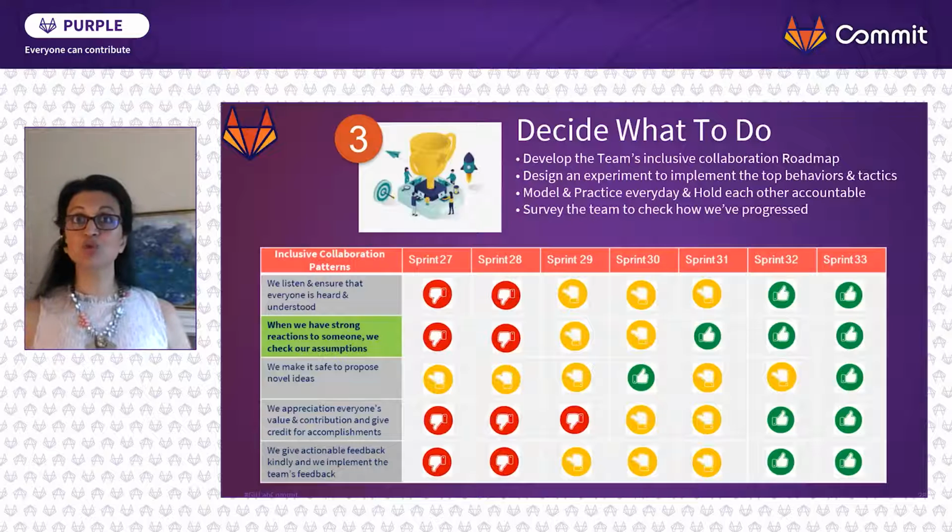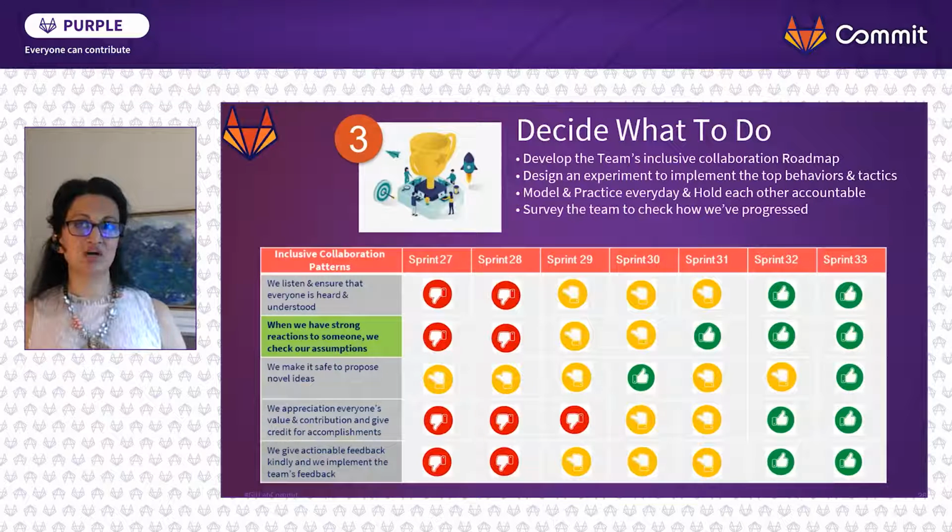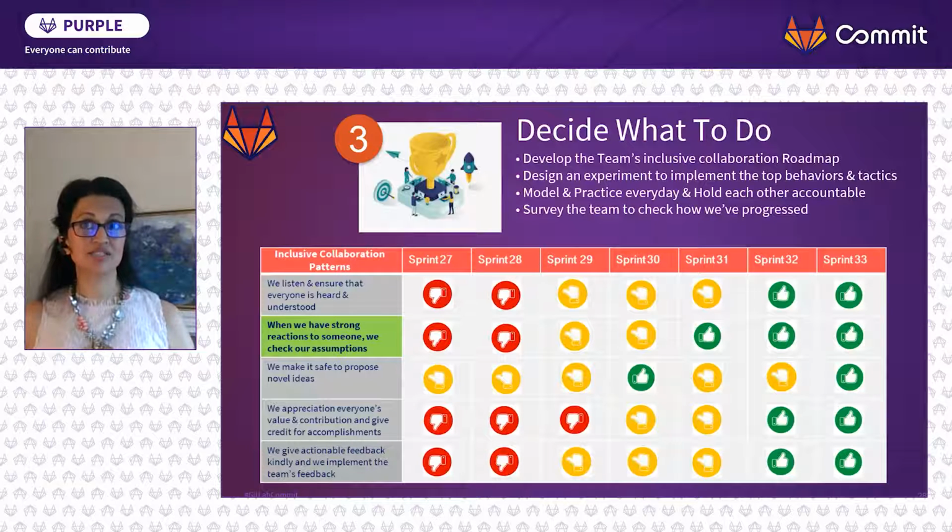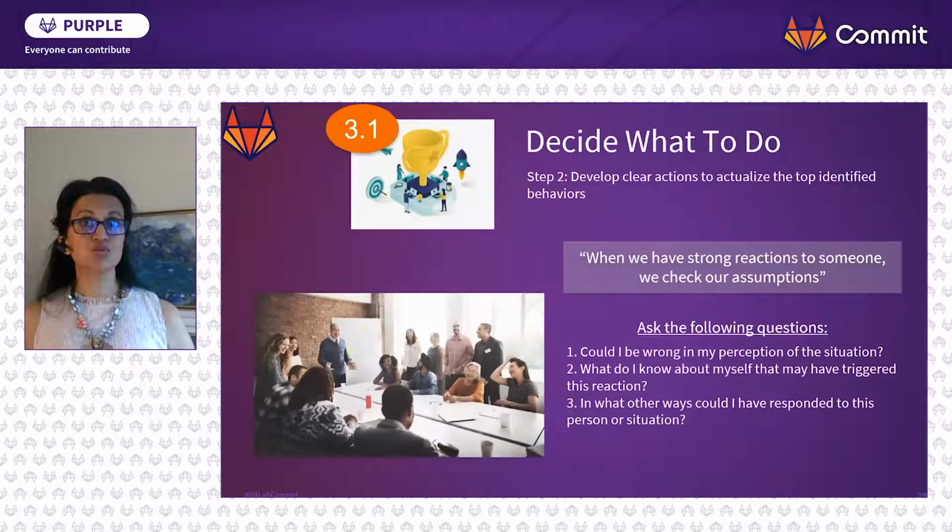We can also deep dive into some of these specific behaviors. And I work with teams who wanted to drive more accountability and results. They wanted to identify actions they can do to model the most voted on tactics and some of the most difficult tactics, in fact. So a team selected: when we have strong reactions to someone, we check our assumptions and ask ourselves why. And to do this, they identified 3 questions that they would ask themselves when they faced this situation.